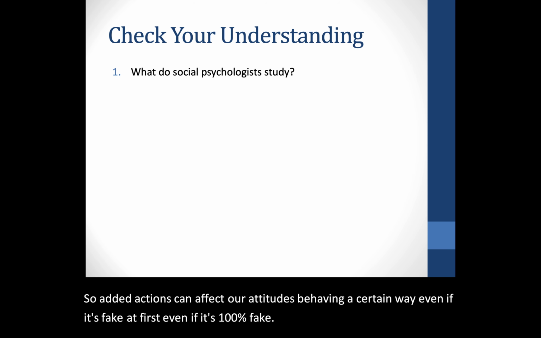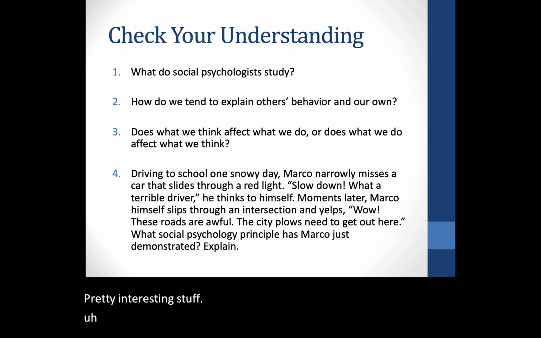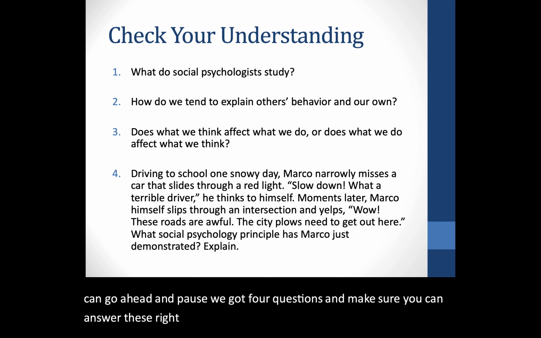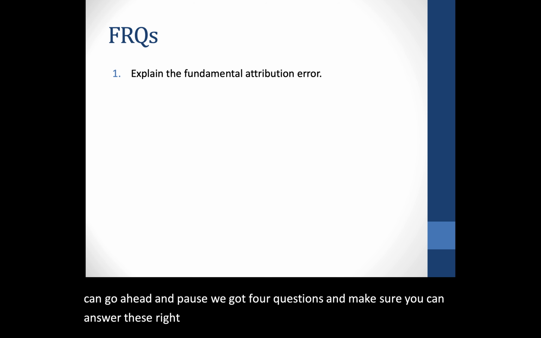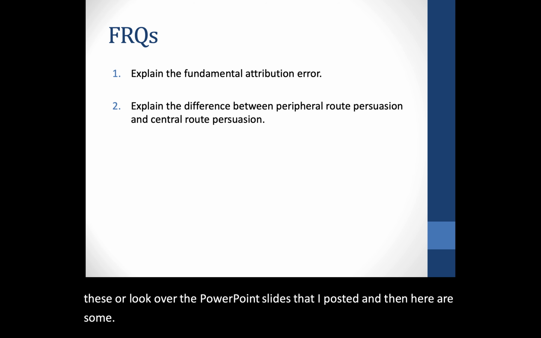Pretty interesting stuff. So, check for understanding. A couple questions here. I'll leave these up. You can go ahead and pause. We got 4 questions. Make sure you can answer these. If you can't, go back and rewatch some of these or look over the PowerPoint slides that I posted. And then here are some FRQs, some simple ones. Explain the fundamental attribution error, and then please know the difference between peripheral and central route persuasion.